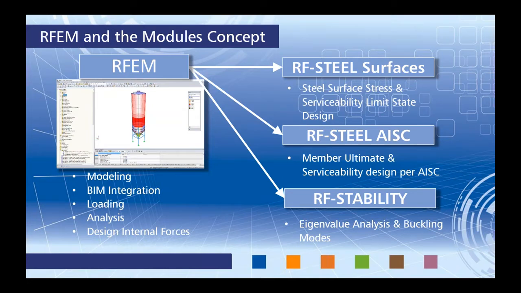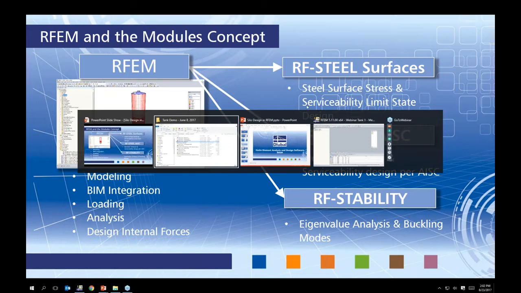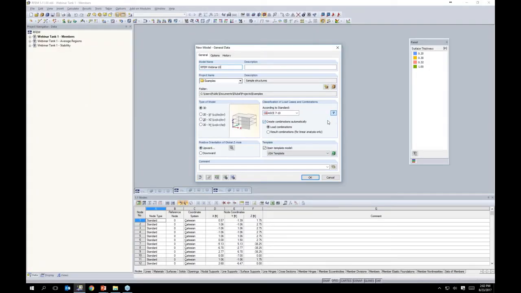We will also utilize RF-STEEL AISC. This will provide us with the member ultimate and serviceability design per the AISC standard. And lastly, we will get into RF-STABILITY, and this will provide us with an eigenvalue analysis of our structure and provide us the different buckling modes under the applied load cases. So with that said, we can jump into RFEM.